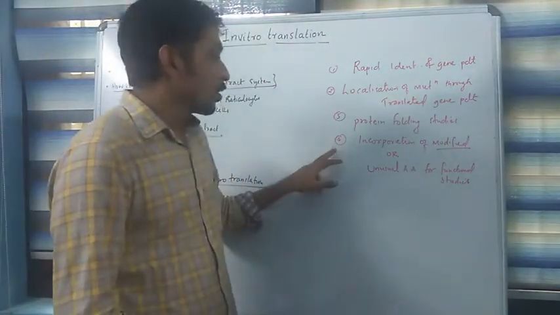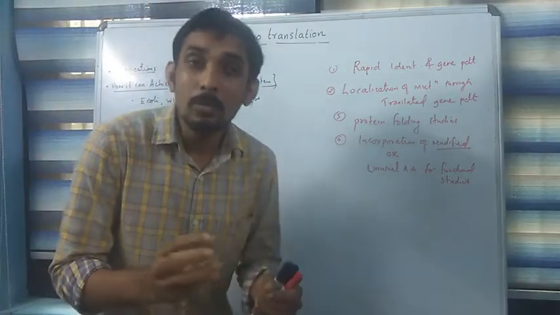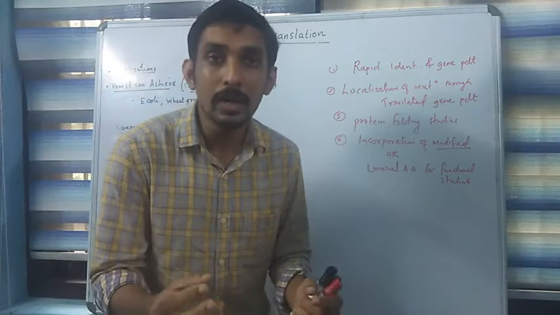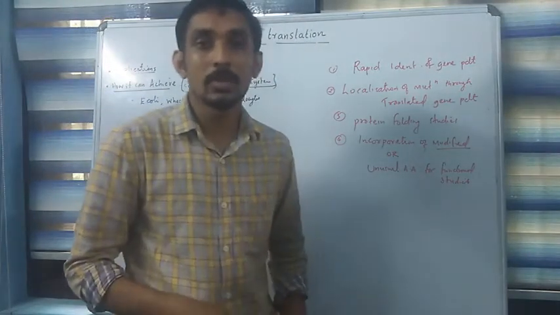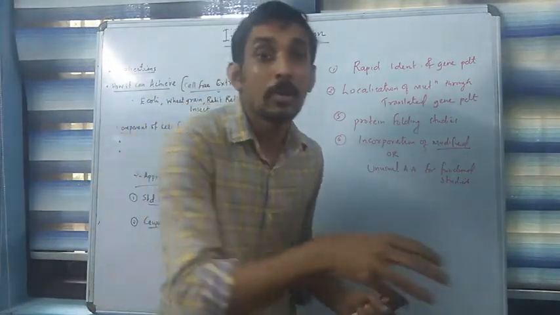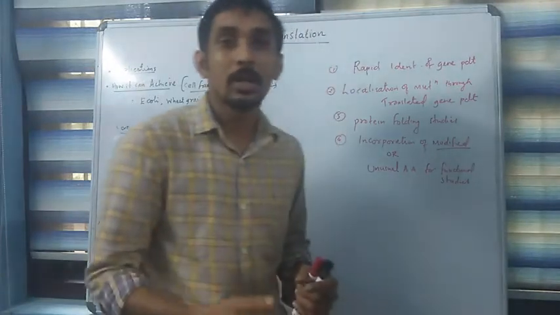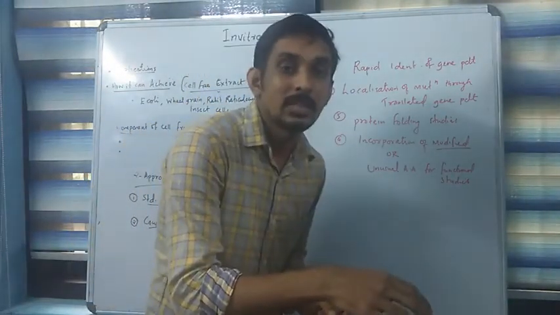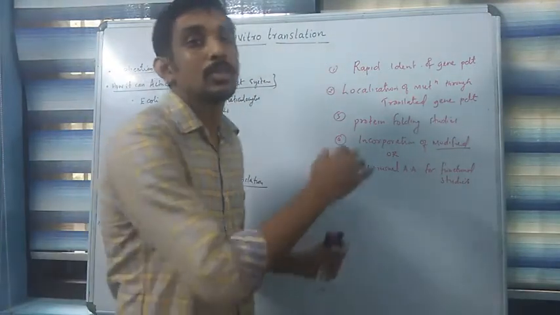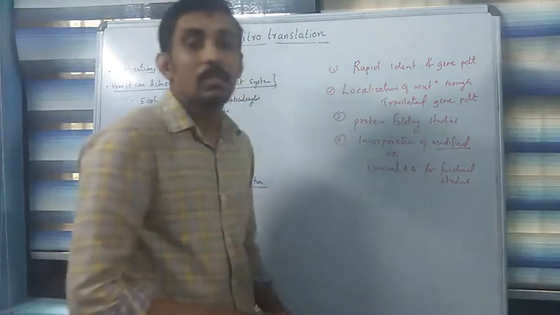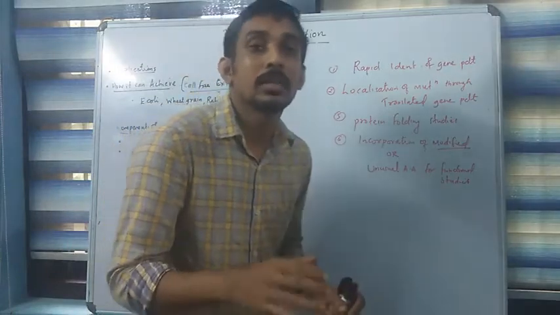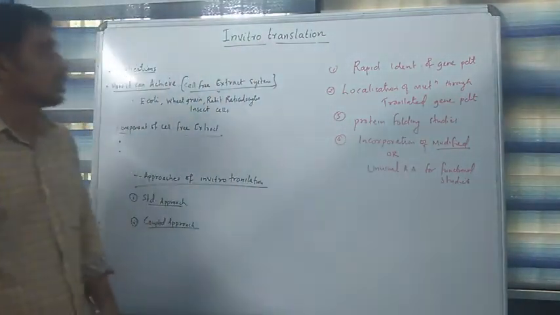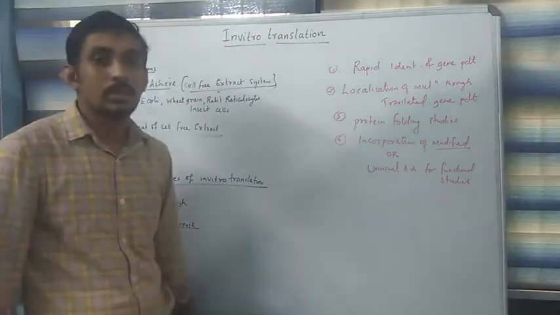And the fourth one is that we can insert an unusual or modified amino acid into a protein sequence. After that, we can study what happens to the total function of that protein, what happens to the folding of that protein, and whether there is any change within that protein. For all these purposes, we can depend on the artificial translation mechanism. Those are the main applications of in vitro translation or artificial translation.